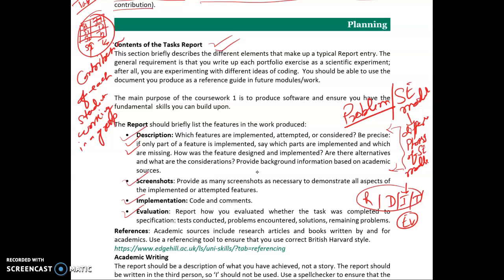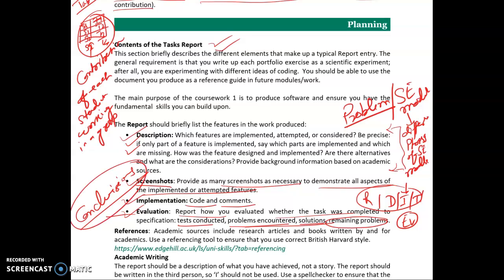Then once you finish the implementation part, you need to record screenshots and present them in your report. You need to implement the code, and the code must be commented, and then at the end you will present the evaluation report, and the evaluation report will cover the testing you conducted, problems encountered, how you found the solution for the problems and any other problem. It will also include the conclusion of your project.